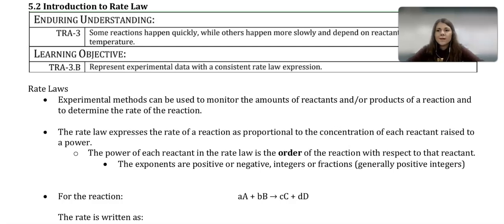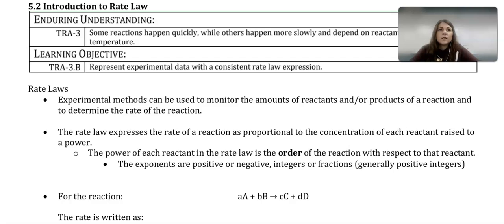In this lesson, we're going to look at Objective 5.2, Introduction to Rate Laws. The learning objective states that we should be able to represent experimental data with consistent rate law expressions. Through these experimental methods, we can monitor the amounts of reactants being consumed and the amounts of products being produced in a reaction. That can help us figure out the rate of the reaction.